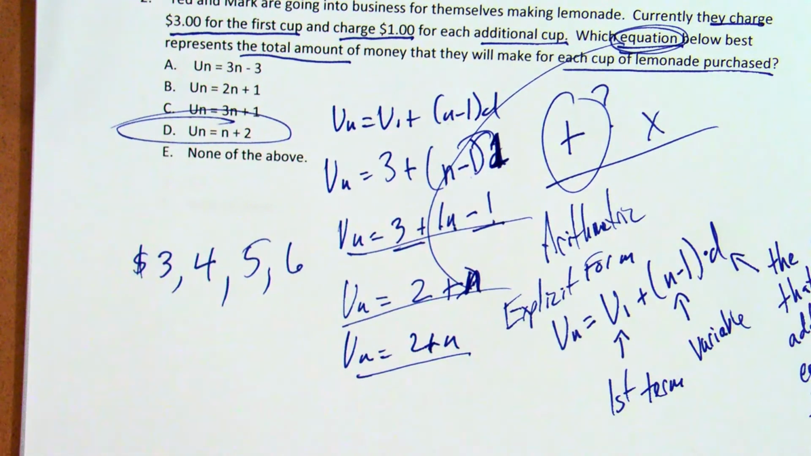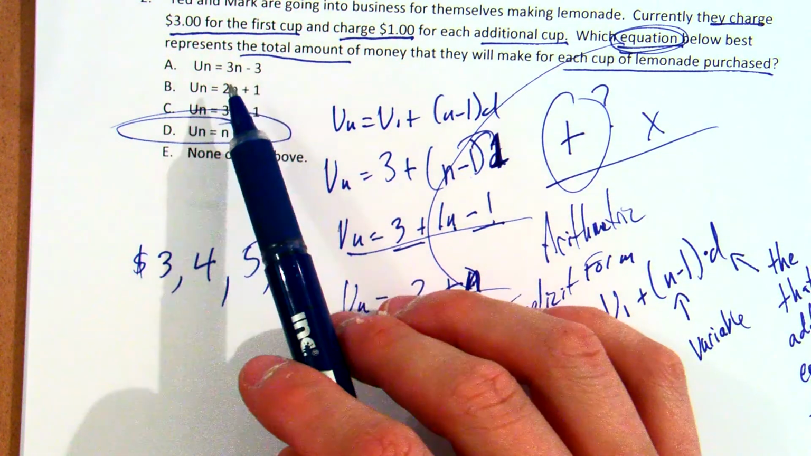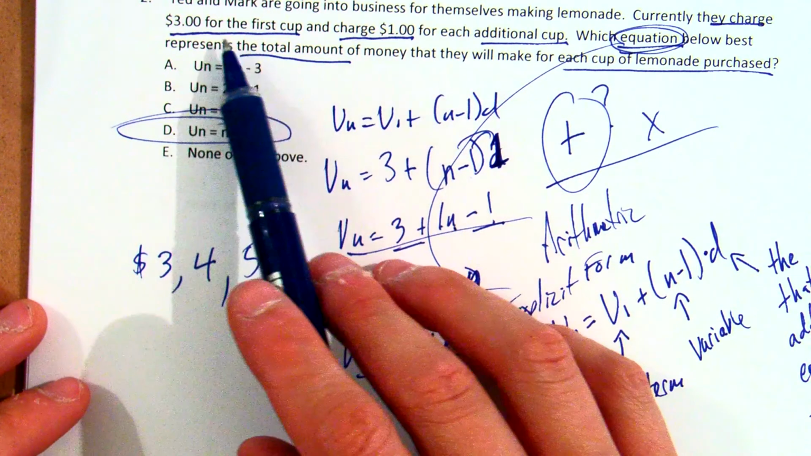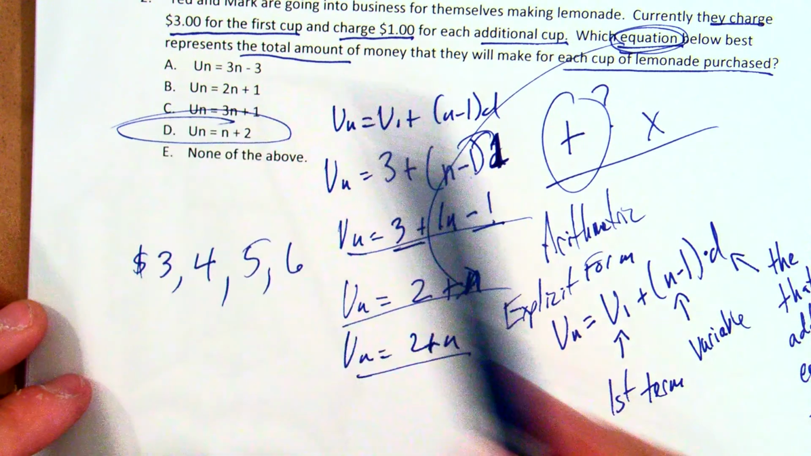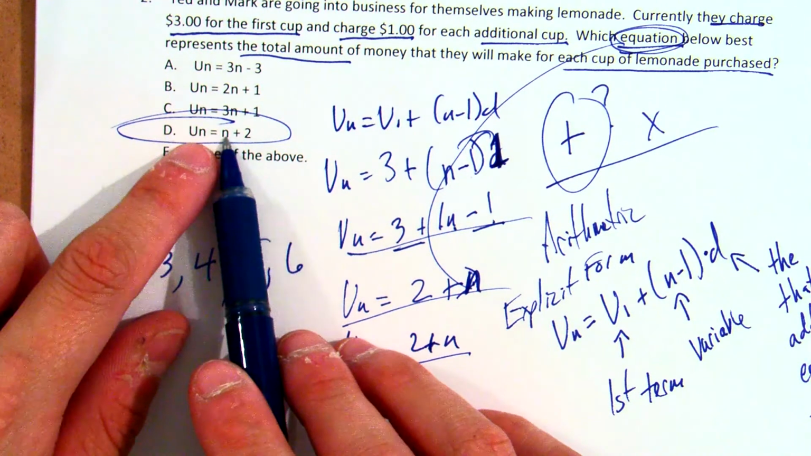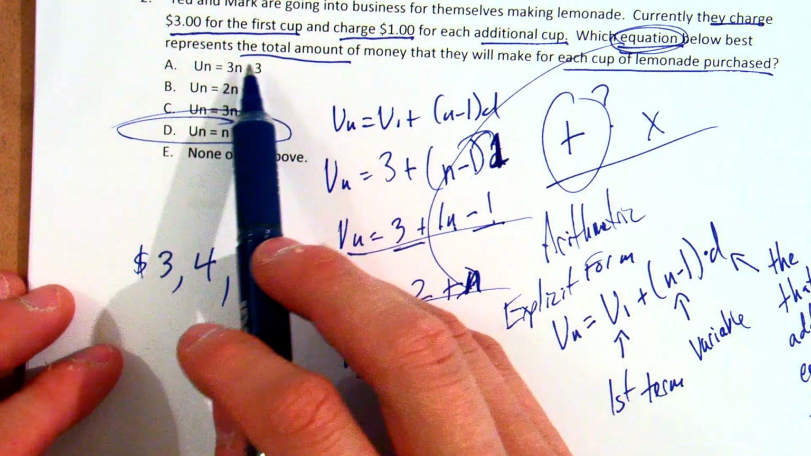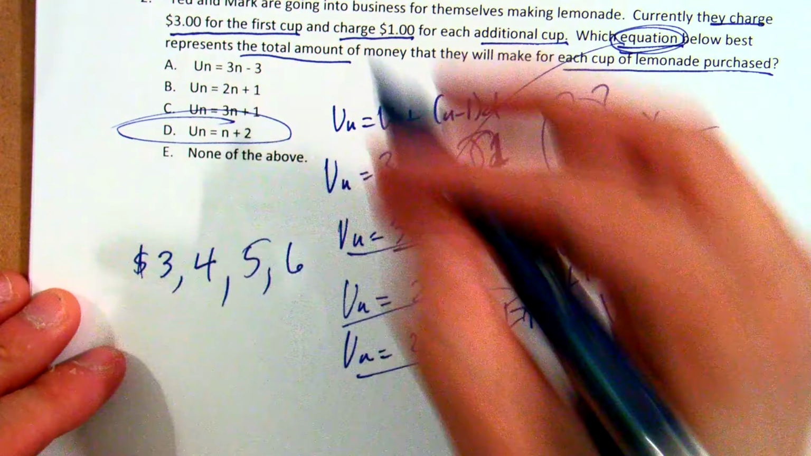What happens now if you don't need the formula? You could just plug in and see if you get it. Look, your first cup should cost you how much? $3, right? So notice, if you plug a 1 here, you get 3. So let's just check that. If you plug a 1 in here, do you get 3? What do you get? So A is wrong.